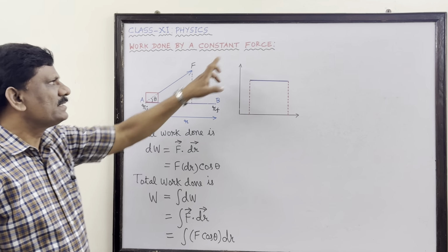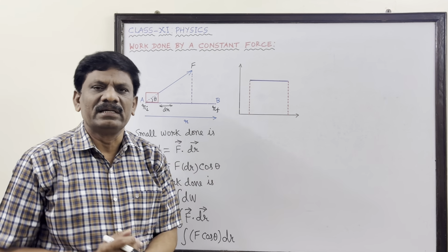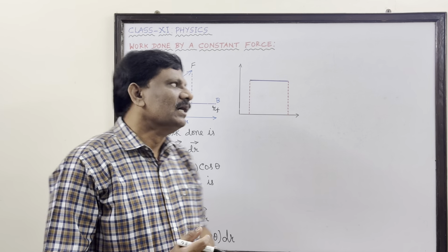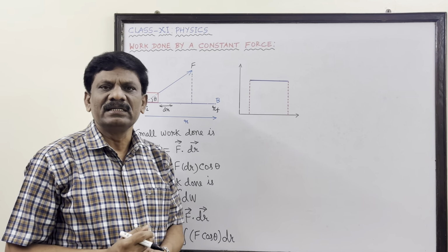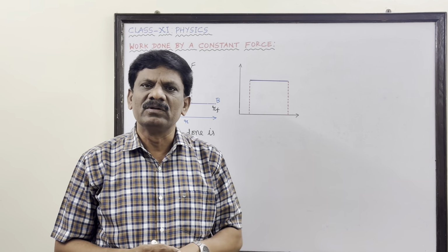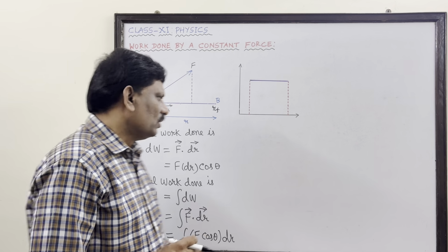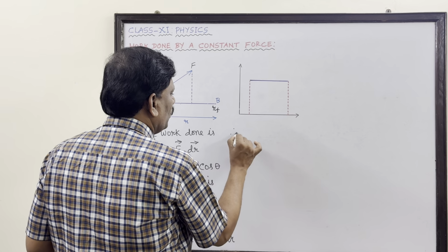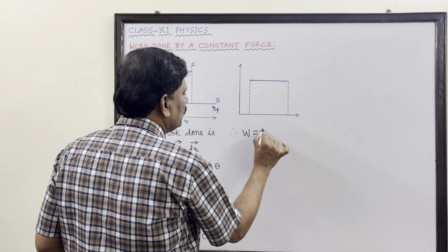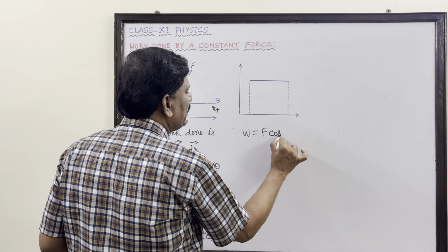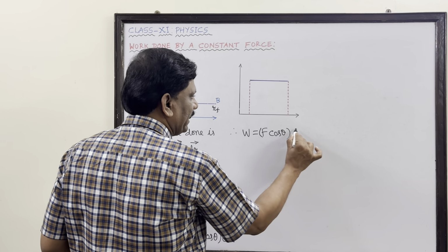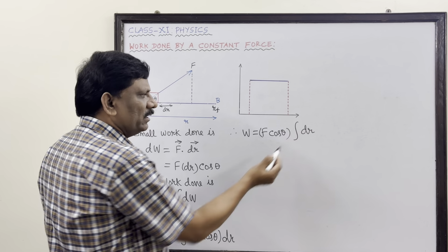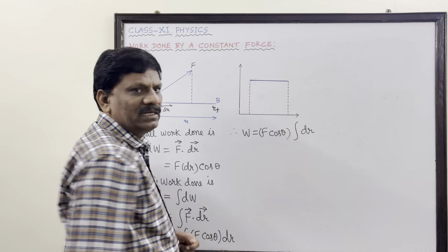Now, what is the type of force we are applying here? It is the constant force F, is it not? Also, this angle theta is also a constant. It is not going to change. So, F cos theta must be a constant. Therefore, this work done also is equal to this constant F cos theta taken out of the integral into integral of dr. Now, dr means what?